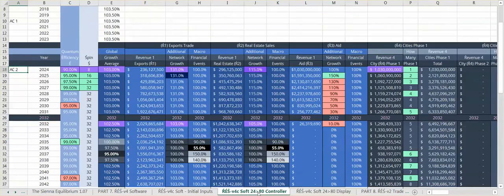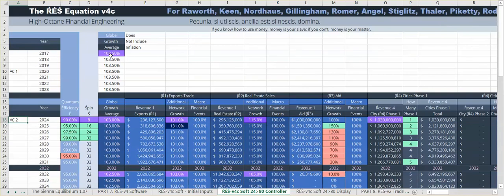So this would be the controller, okay? Here we've got global growth. And all I would do, if I didn't like that 103, I'll just change it to 102. Let's actually do 102.5. I'm not sure if this is wired in. Yeah, no, it doesn't make any difference. This is an experiment, the presentation of the graphic interface is not actually working.